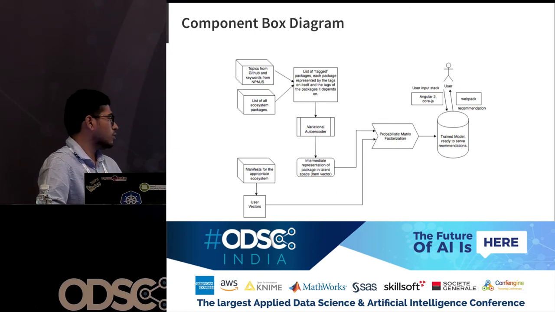You use that along with the manifest we are getting to actually train the probabilistic matrix factorization model. This, in turn, makes it go from a pure collaborative approach to a more hybrid approach, where the item similarities are considered as well as the user-item inputs. And of course, then the trained model is ready to serve.